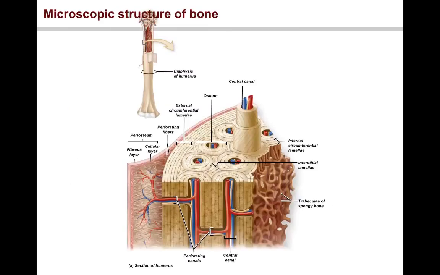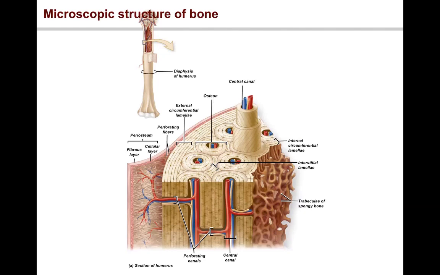This brings us to understand the microscopic structure of the bone, which is, if you make a section of the bone, how it will look. At the microscopic level, the basic functional unit of a mature compact bone is called an osteon. If you see these concentric round circles one after the other, each of these concentric circles is known as an osteon.